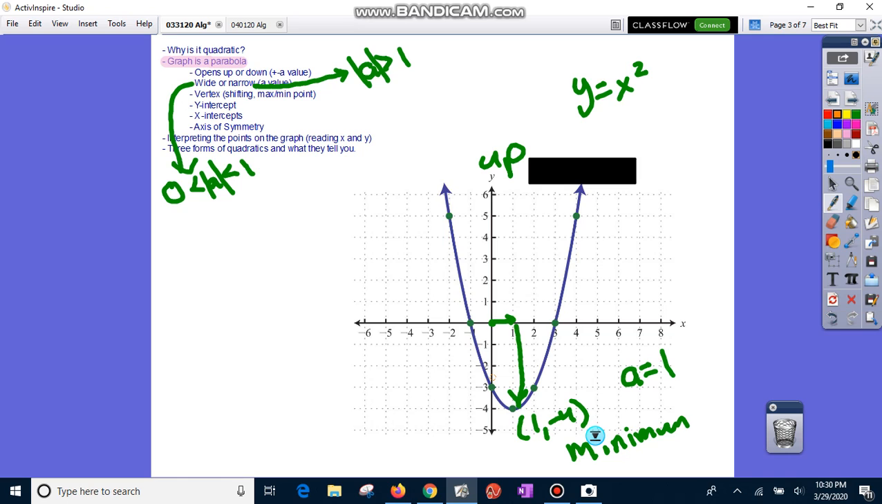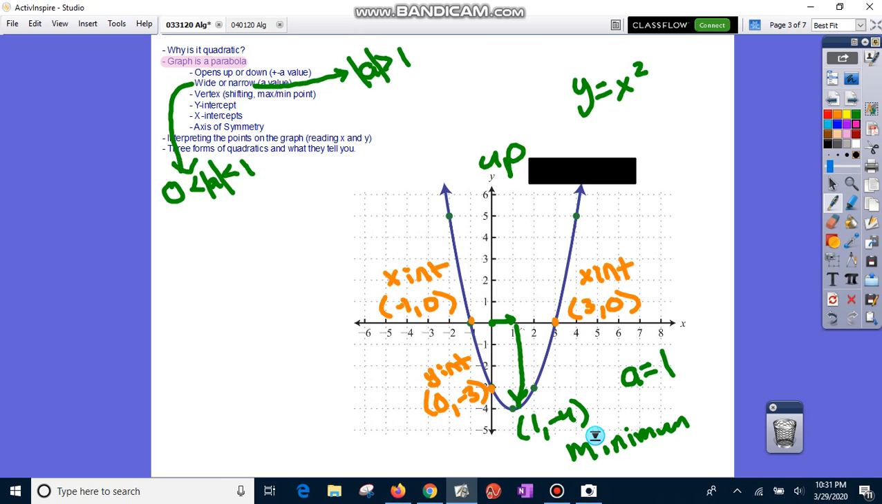Y-intercept. So the y-intercept in this one is right here, at 0, negative 3. For a y-intercept, it's just where it intercepts the y-axis. The x-intercepts in this one are at 3, 0 and at negative 1, 0. That's just where it intercepts the x-axis. So these are x-intercepts in that case.